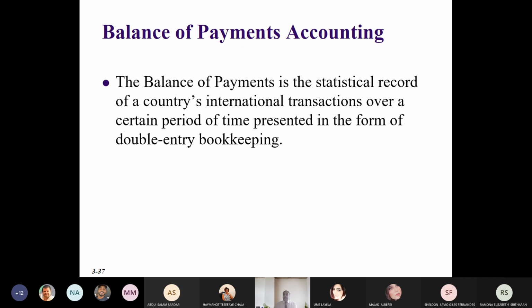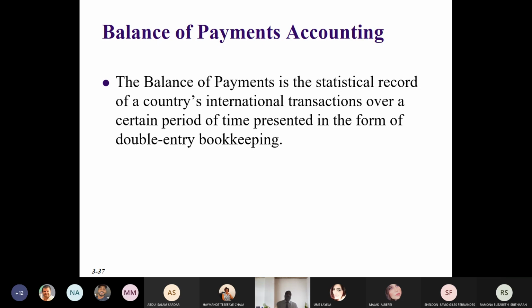Like from some country, they buy the goods and services. In some country, they sell the goods and services. So all the record, and also they invest in some stocks and bonds in other countries. And the investors of other countries come and buy the shares and bonds in your country. So all these transactions are maintained in an account which is called balance of payment.